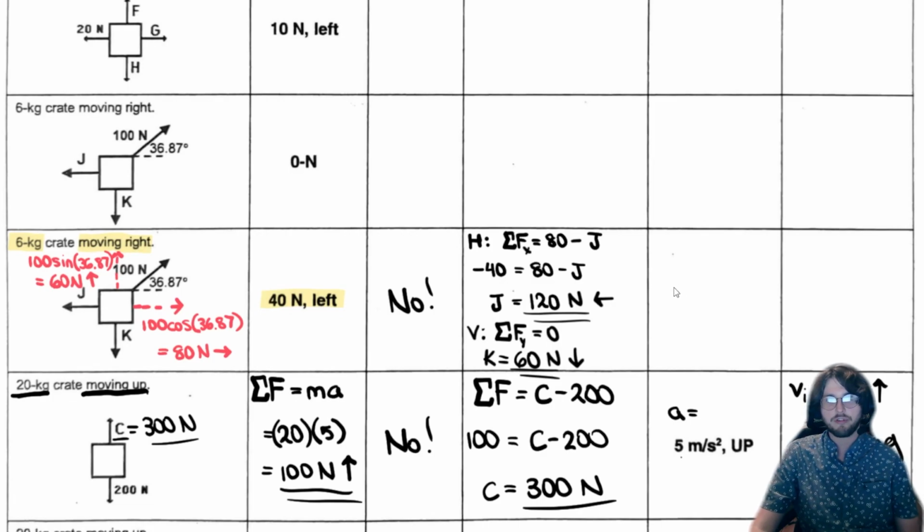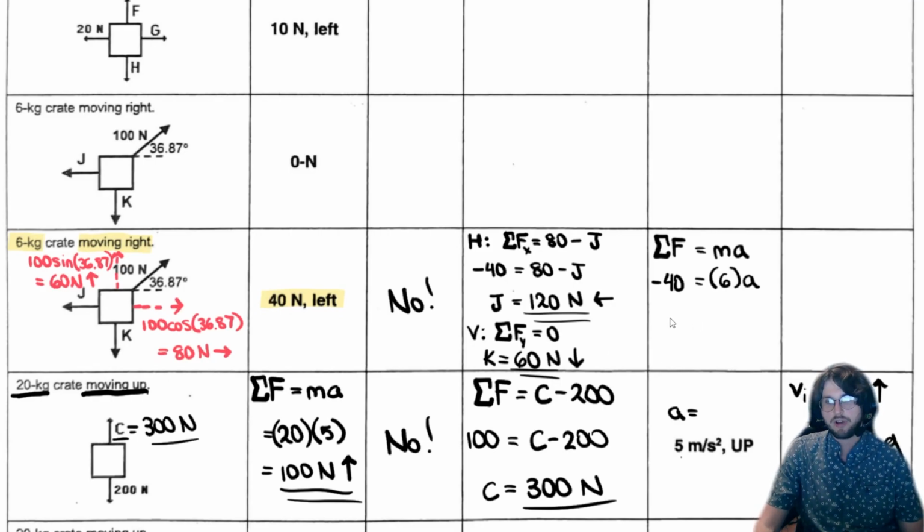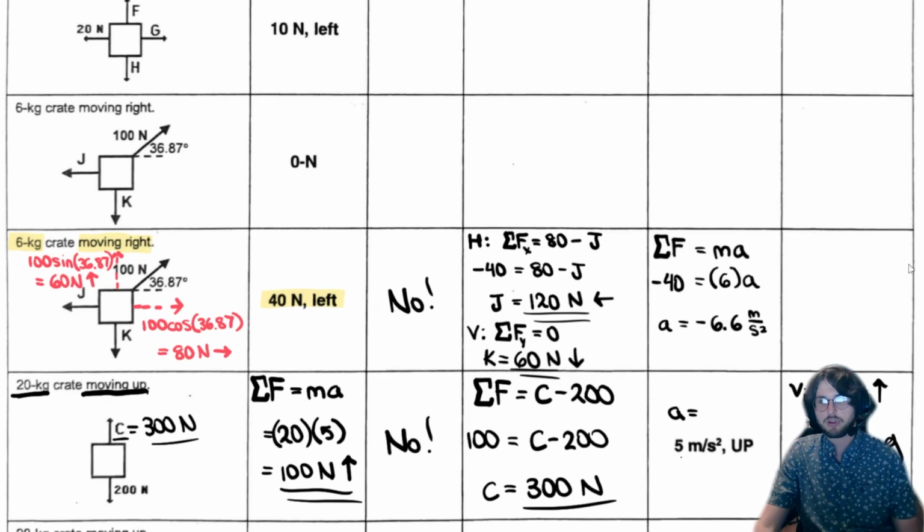Now, to finish this off, we're going to find an acceleration, and again, that's fairly straightforward. If we take the net force and equal it to the mass times the acceleration with Newton's second law, our net force is negative 40 newtons, and that's going to equal a 6 kilogram crate times the acceleration. 40 divided by 6 is about 6.6, give or take. So the acceleration is going to equal negative 6.6 meters per second squared. Or in other words, it'll be leftwards.